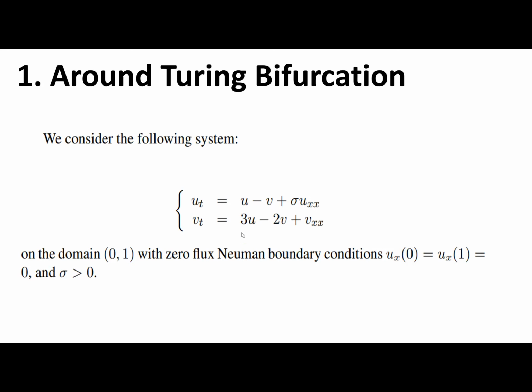So let us review the problem. We are considering this reaction diffusion equation on the domain 0, 1 with zero flux Neumann boundary conditions. We are particularly interested in the qualitative behavior when sigma is varied. Let us remind some computations that we did in the previous sessions. So we'll switch to the blackboard.